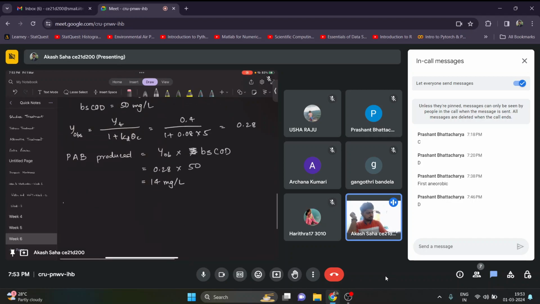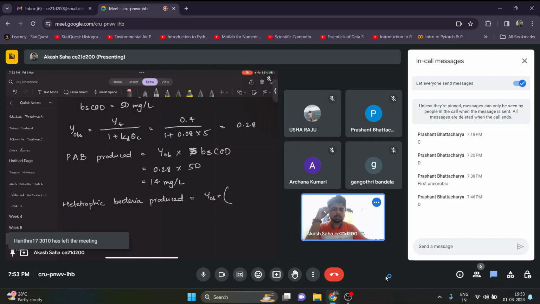And what about the other heterotrophic bacteria? The other bacteria that will be produced will be equal to Y observed into whatever BCOD is present minus BSCOD, which will be used by the PAB. This is my assumption: BSCOD is used for the PAB and the rest will be used for other heterotrophic bacteria. So it will be 0.28 into 200 minus 50, which is around 42 milligram per liter.